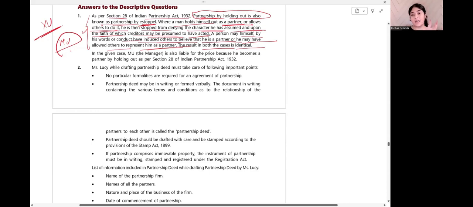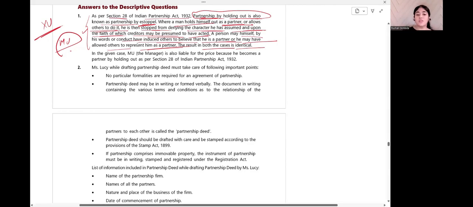MU was held out as the partner by XU. XU and MU bought goods worth some amount, which were 50 laptops, from ZU, the creditor. The credit period expired. ZU filed the case against XU and MU. All this will come in your facts of the case.